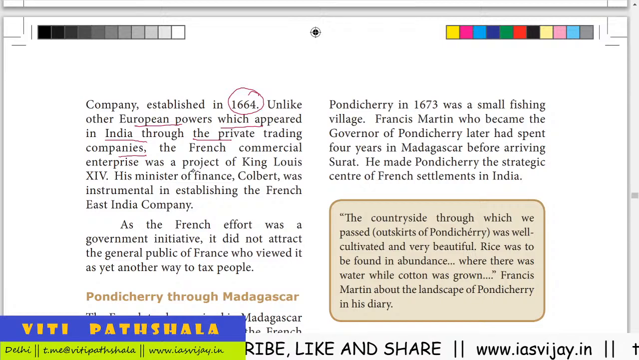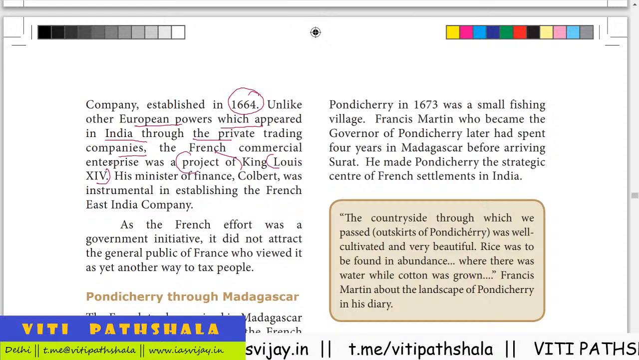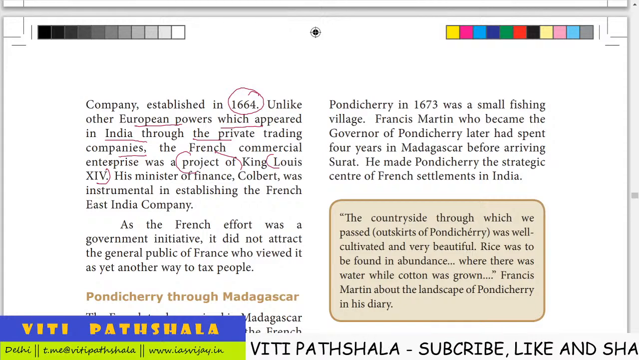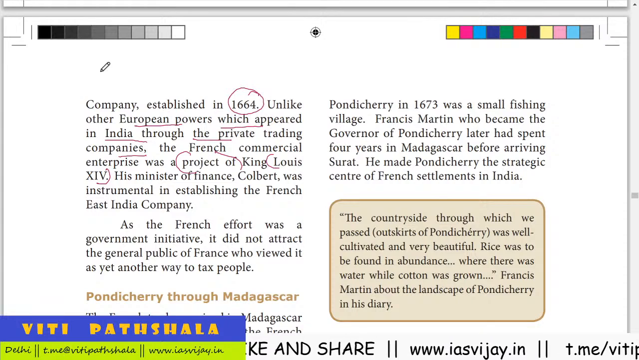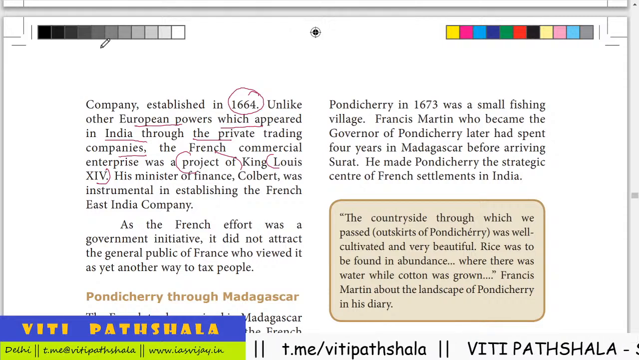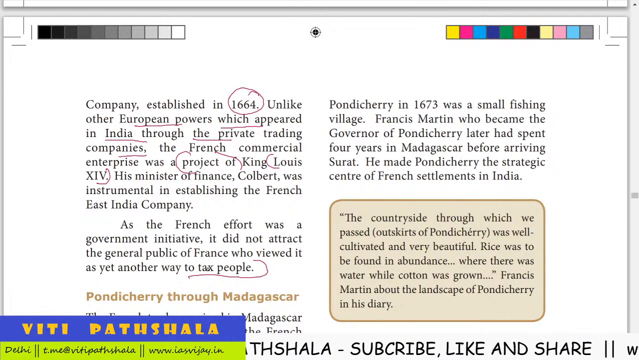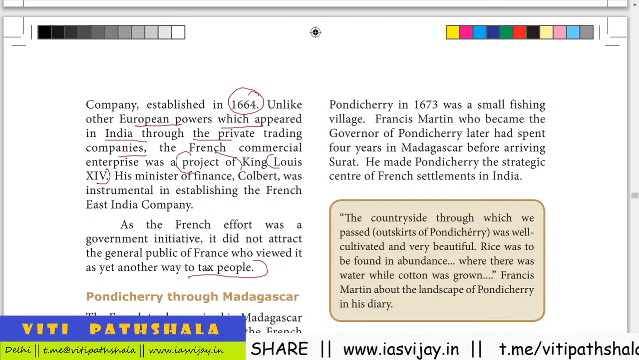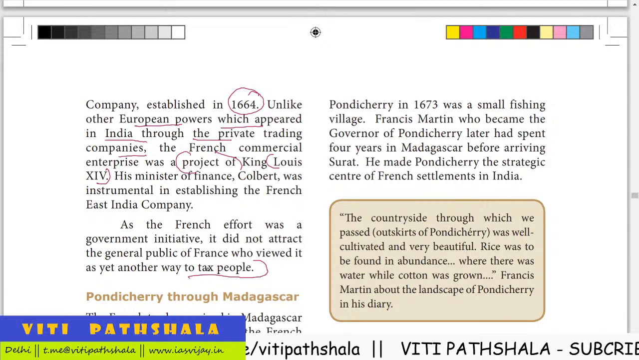The French commercial enterprise was a project of King Louis XIV. So वहाँ के राजा का ये project था. His Minister of Finance, Colbert, was instrumental in establishing the French East India Company. As the French effort was a government initiative, it did not attract the general public of France, who viewed it as yet another way to tax the people. So लोगों से जब पैसा लिया, लोगों को लगा कि ये क्या फ्रॉड, एक नई स्कीम निकाल दी कंपनी ने, इन्होंने, राजा ने, अब ये दोबारा हमसे पैसा लेना चाहता है.